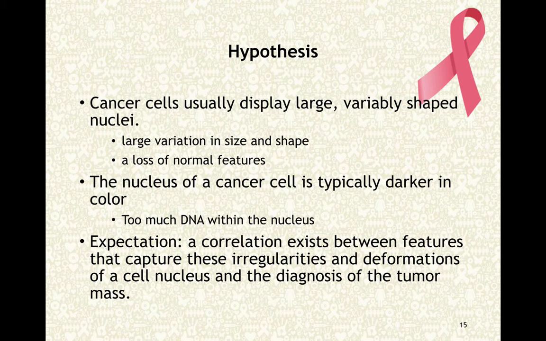We see that cancer cells usually display large, variably shaped nuclei. A slide of cancer cells may show a large number in the process of dividing, in a disorganized arrangement, and they are also darker because of their nature. Therefore, we should be able to see a correlation between features that capture these irregularities and deformations of a cell nucleus and the diagnosis of the tumor mass.